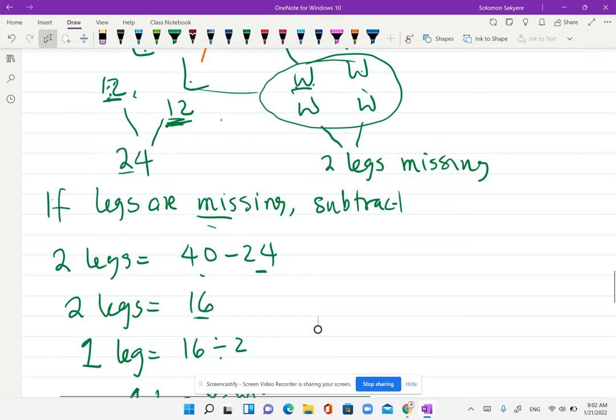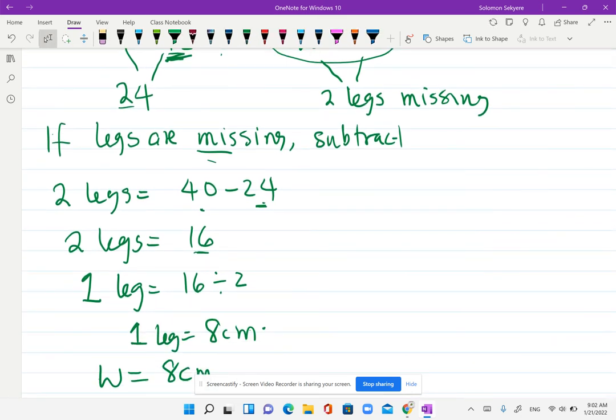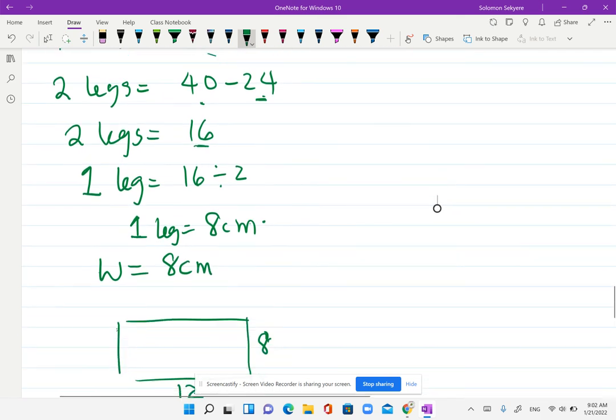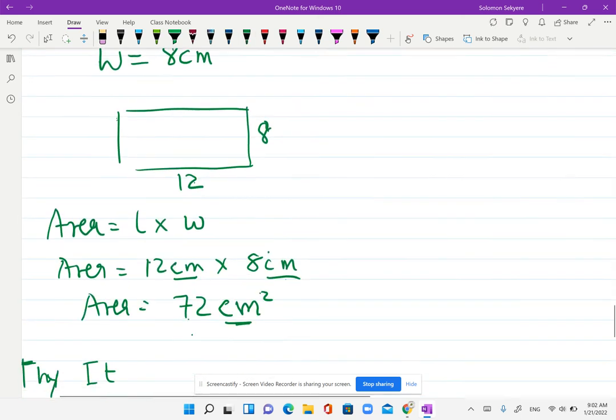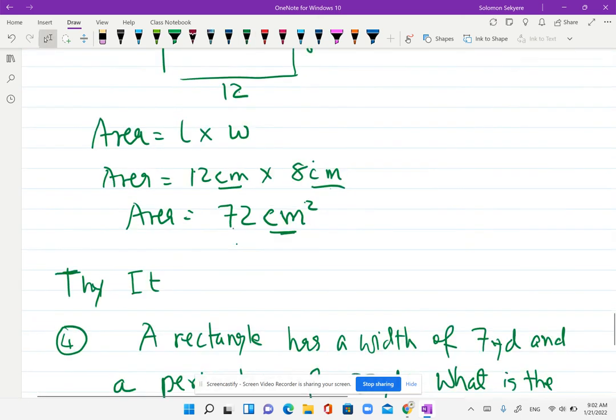So if legs are missing, you subtract. The two legs that we don't know is 40 minus 24. So one leg is 16 divided by 2. Now you come and say this one leg here, it's 8. Be careful when you subtract and you get 16. The 16 is not your width. It's for both of them. So you need to divide by 2 and get each side. Once you get each side, draw a picture, you know, area.